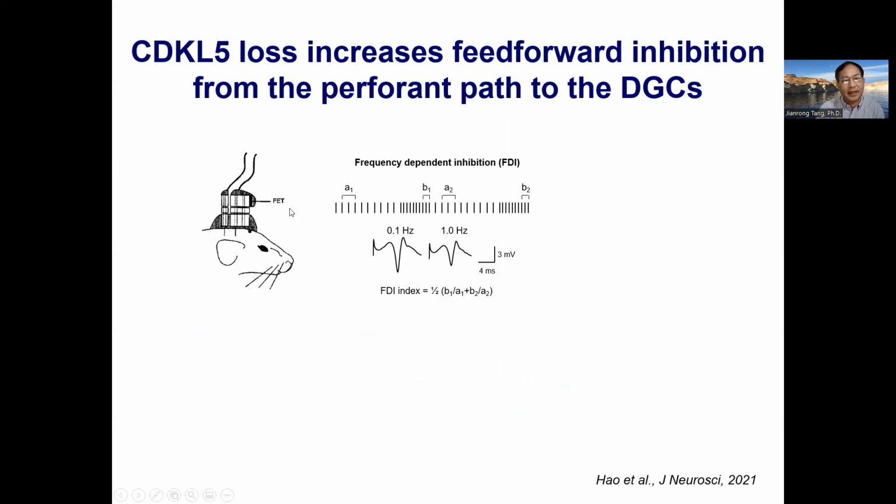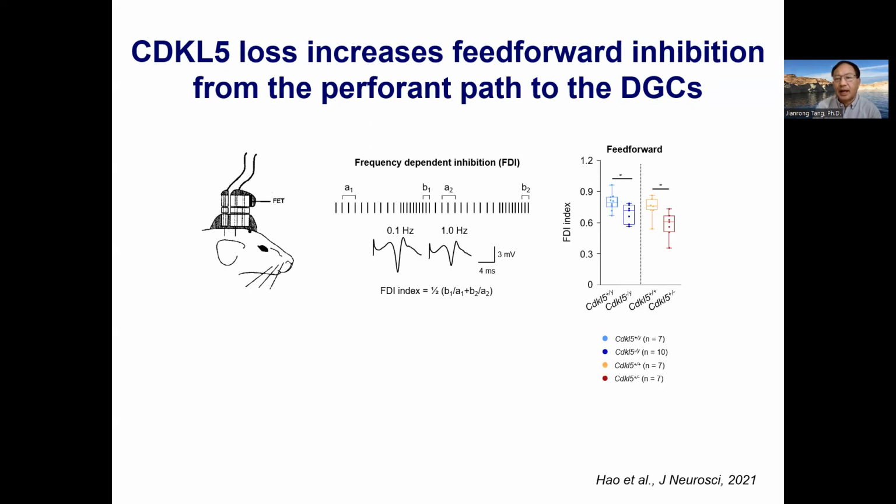So the experiment setting is like the LTP. We recorded the pop spike in the perforant path to dentate pathway. Basically, 10 pulses were delivered and followed by another 10 pulses at 1.0 hertz. This protocol was repeated once more, and we use this formula to quantify the FDI index as a representation of the inhibition. Here is the summary data.